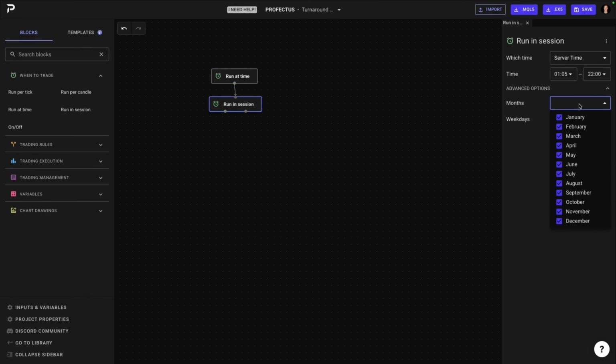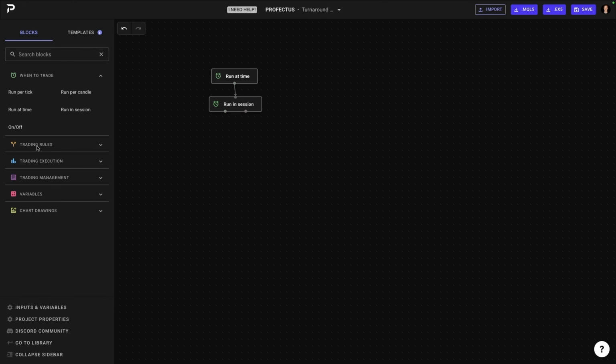So you want to, for example, maybe exclude any month. We don't want to do this here for this system. Or you want to simply include specific days. So here we only want to trade on a Monday. So what we do, we only do the check mark on Monday.